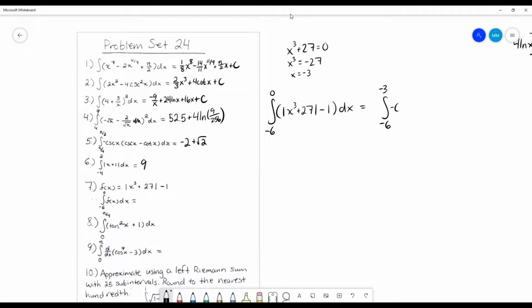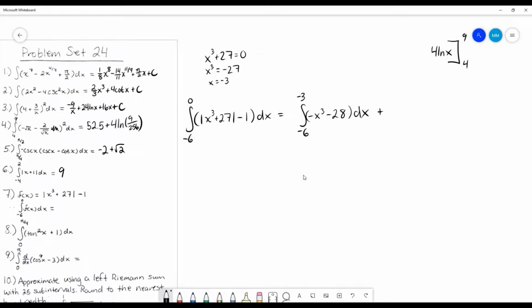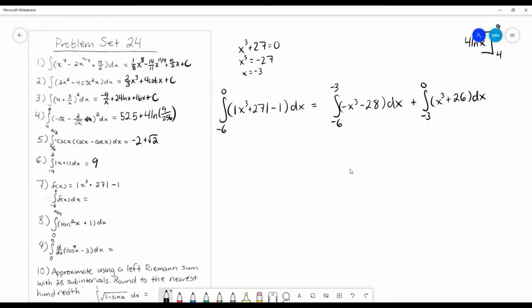And that tells me that that needs to be a negative x cubed plus 27 minus 1 dx, which I could then distribute that negative. So it's just negative x cubed minus 27 minus 1. Oh, and I can actually combine those to that. There we go. And then, of course, plus the other side of that, which is just x cubed plus 27 minus 1, which is then x cubed plus 26. Okay. Now, of course, again, we just evaluate it.